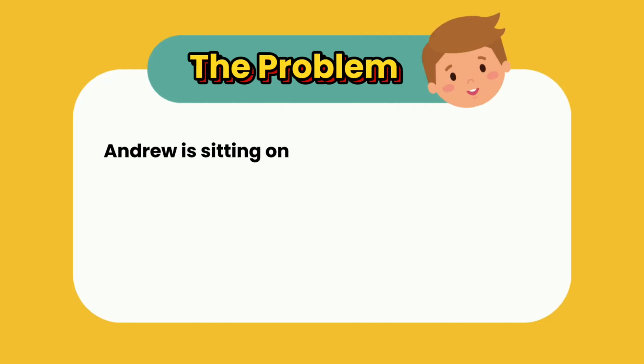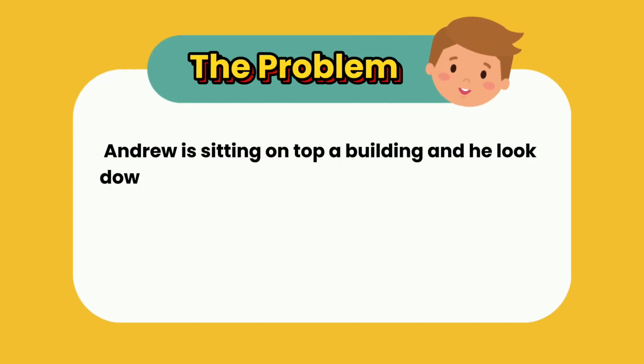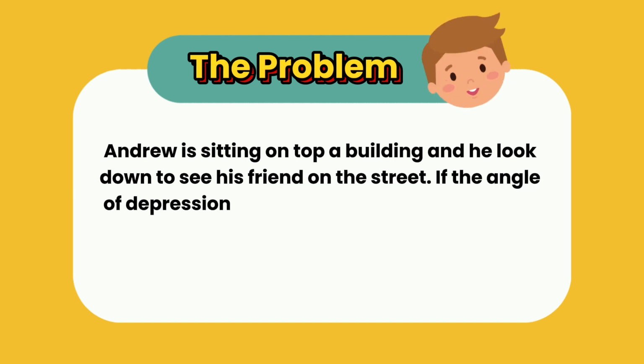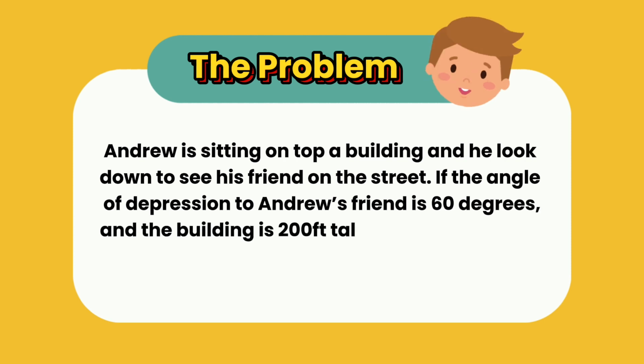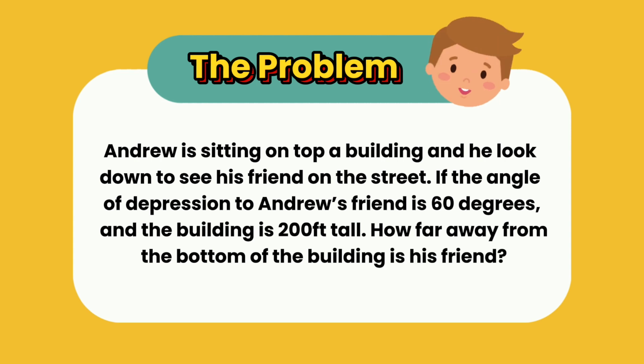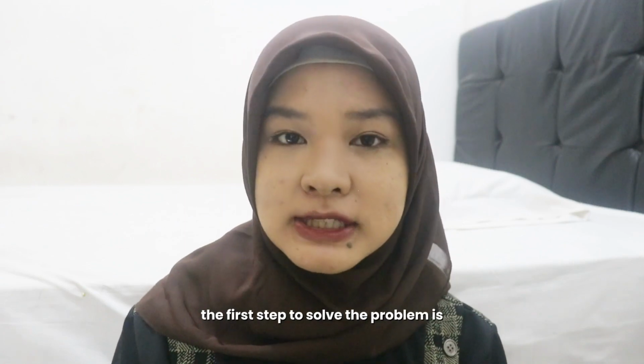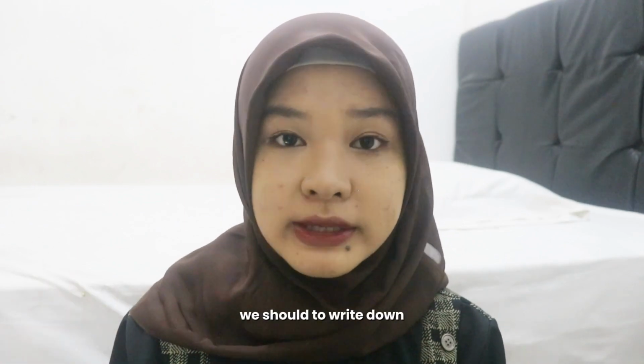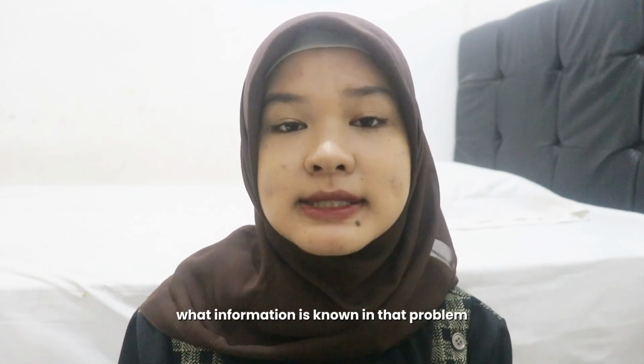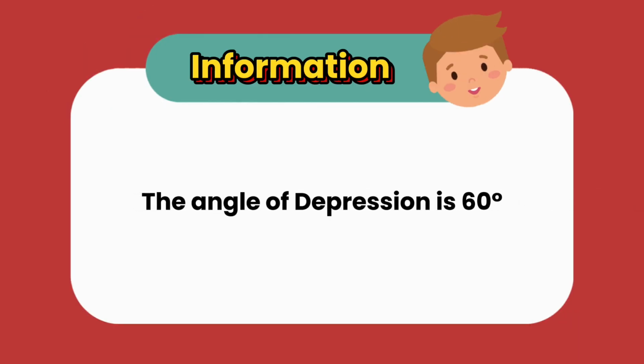Andrew is sitting on top of a building and he looks down to see his friend on the street. If the angle of depression to Andrew's friend is 60 degrees and the building is 200 feet tall, how far away from the bottom of the building is his friend? The first step to solve that problem is to write down what information is known in that problem. So in that problem, the angle of depression is 60 degrees.